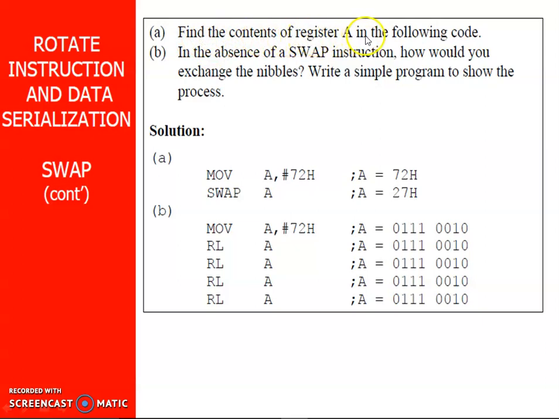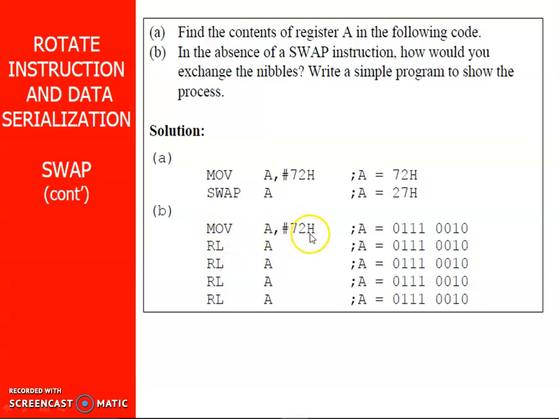Find the contents of register A in the following code. In the absence of a SWAP instruction, how would you exchange the nibbles? Write a simple program to show the process. First, MOV A, #72H. When we write SWAP A, it will be A equal to 27. So the lower 4 bits become the higher 4 bits and the upper 4 bits become the lower 4 bits, the reverse of this number. We have to do the same thing without using the SWAP instruction in the second part.